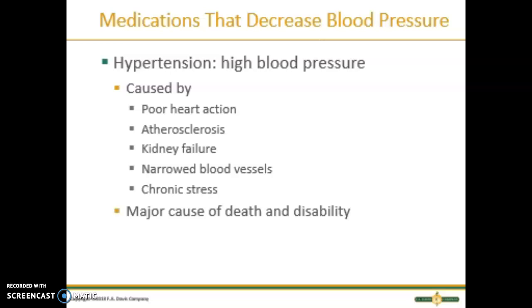It can be caused by poor heart action, arteriosclerosis, kidney failure, narrowed blood vessels, chronic stress. And again, it is the major cause of death and disability. Arteriosclerosis is fatty plaque in the arteries, and chronic hypertension reduces the kidney's ability to remove excess fluid, which is why this straining occurs on the circulatory system.